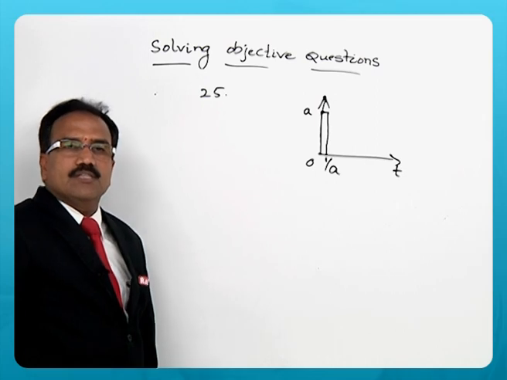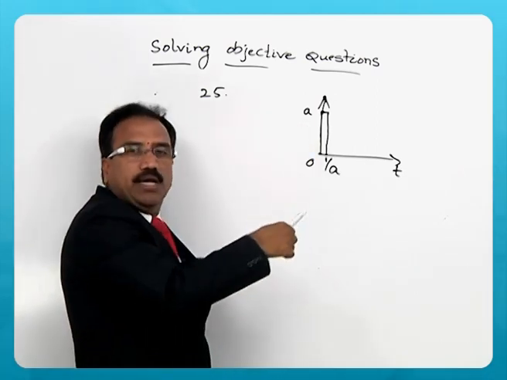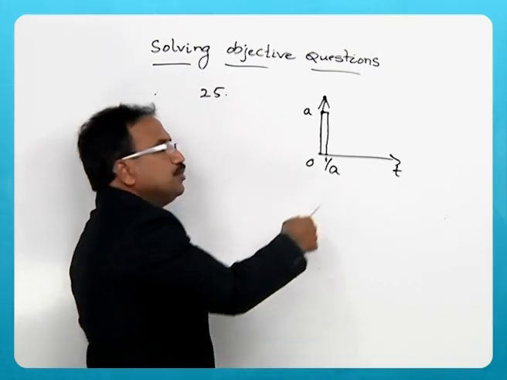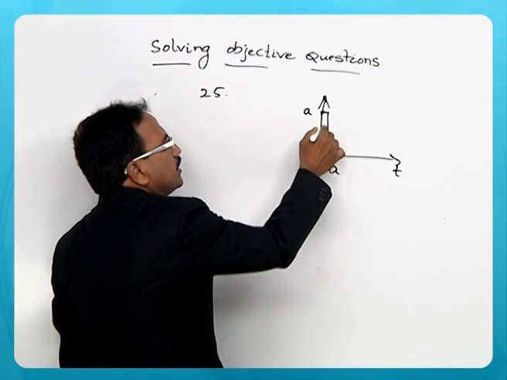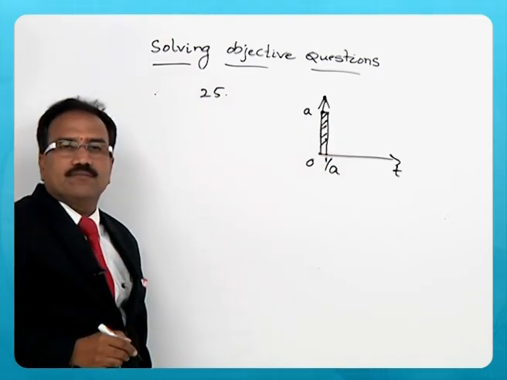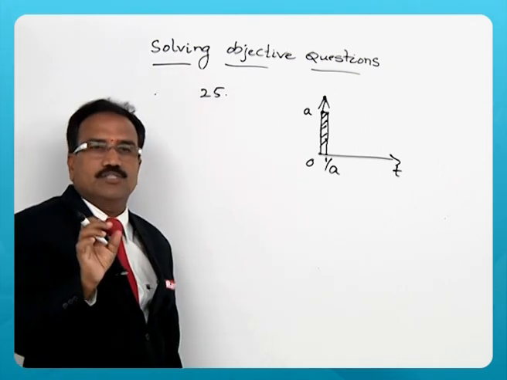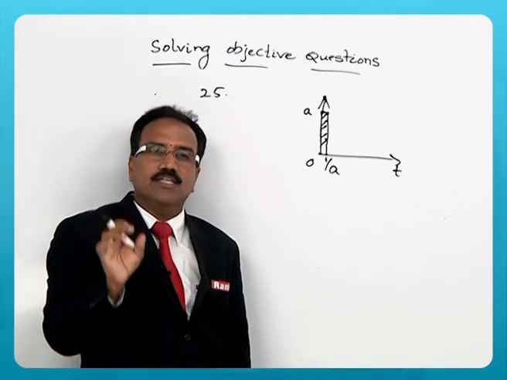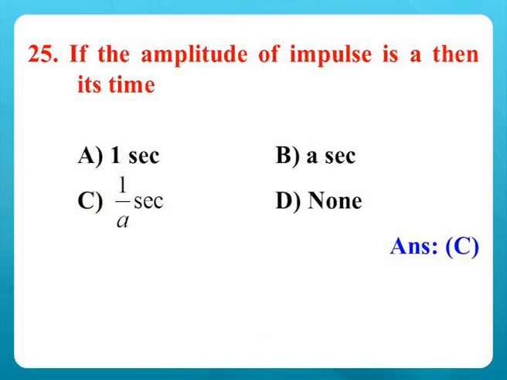The impulse is defined this way: if the amplitude is A, very high magnitude, then its time should be very, very less, that is 1 by A, so that the area of this signal is 1. So the time that signal exists, which is a very high signal, is a period of 1 by A seconds. So the option C is the right answer.